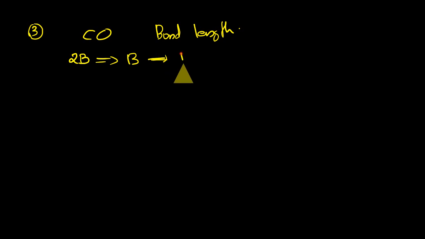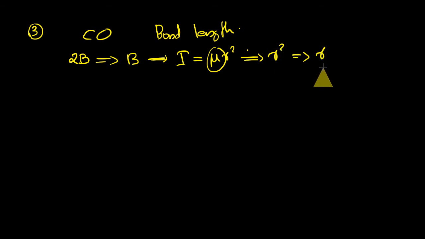From the B, we calculated the moment of inertia I, and we equated the moment of inertia as mu r square. Then we substituted for this mu, that is the reduced mass of the carbon monoxide, and from that we calculated r square, and from that we calculated r. So starting from the 2B we reached r. It was a straightforward calculation in the case of a diatomic molecule, and this r is nothing but the bond length. So we can directly get the bond length by analyzing the microwave spectrum of a diatomic molecule.